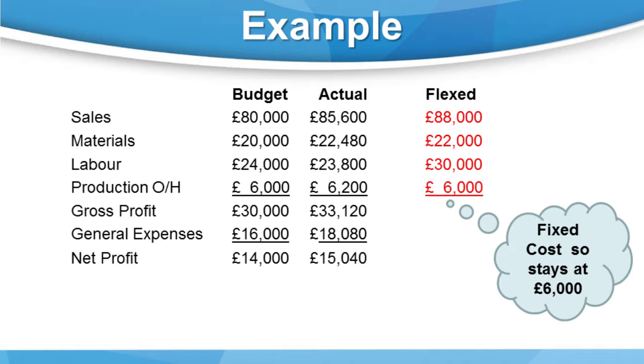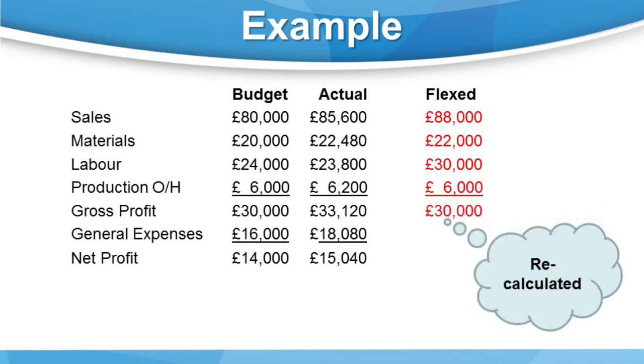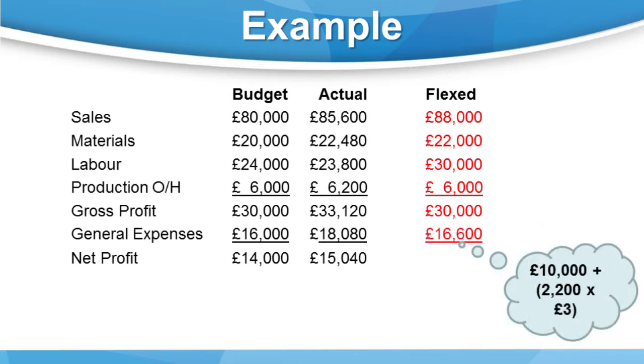Production overheads are a fixed cost, and remember that fixed costs do not change when activity changes. So when we flex the budget, any fixed costs remain the same. At that time, we would have budgeted £6,000, whether we'd based the budget on 2,000 units or 2,200 units. Next, we can recalculate the budgeted gross profit by deducting the costs from the sales. In this example, our gross profit works out to be the same as the original budget, but this won't always be the case, and you will need to recalculate it. Now for the general expenses. These are a semi-variable cost, so 2,200 times £3 plus the fixed element of £10,000 is £16,600.